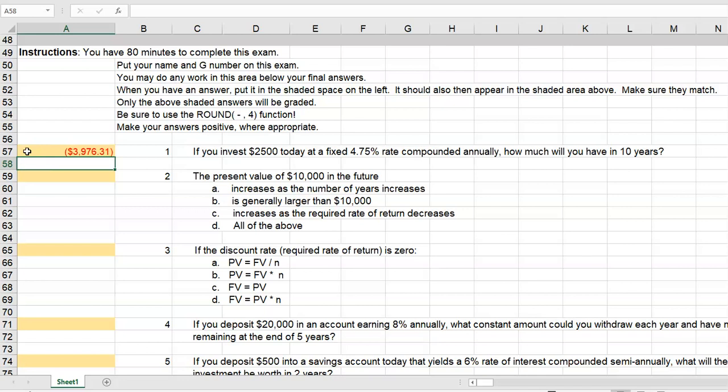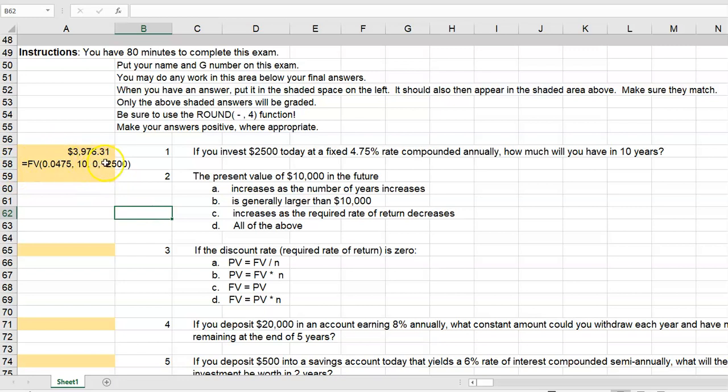Oh, I got a negative. Why did I get a negative? Well, because when I talk about putting in money, I want to put a negative in here. And then I get this out. Alternatively, you could have put a negative in right after the equal sign, but I prefer to keep the other convention. And I'll put a space in here so you see that. Okay?